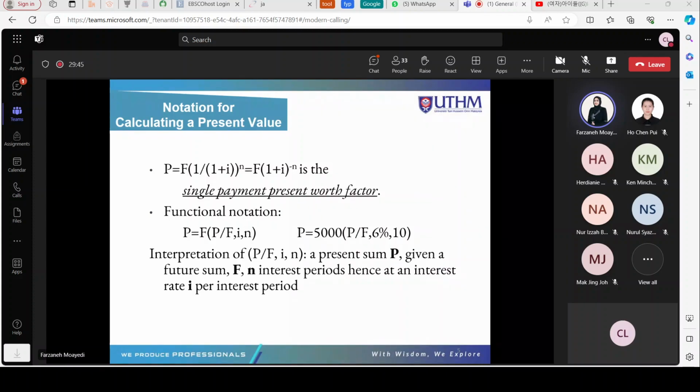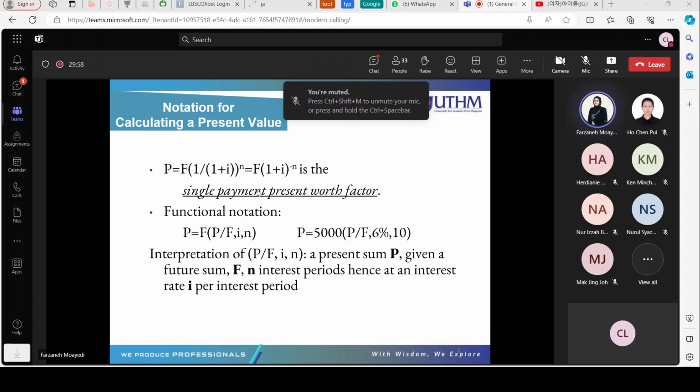It's just that they're going to change places. So the way you're going to go through the calculation is exactly the same. If you look, the first thing that you see here is the formula that we have. P, which is the present value, equals the future sum, F, times 1 divided by 1 plus I, which is the interest, to the power of N, which is the duration.